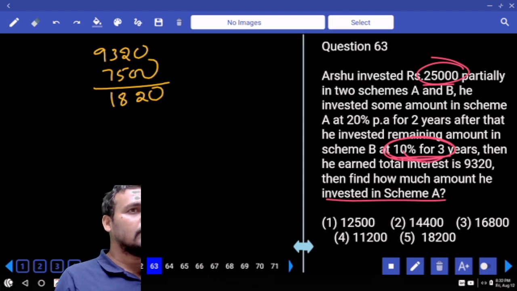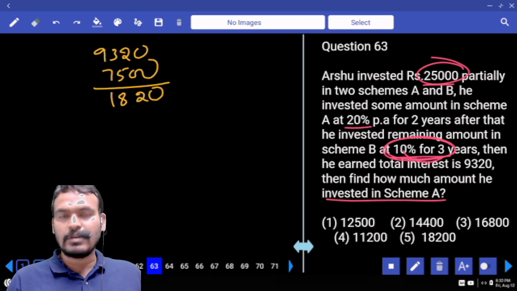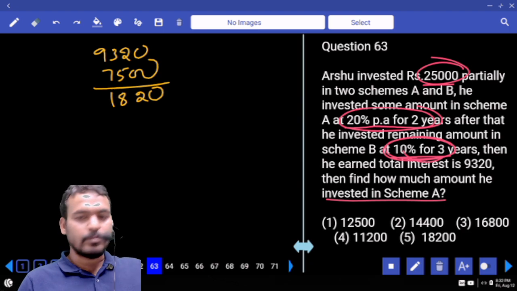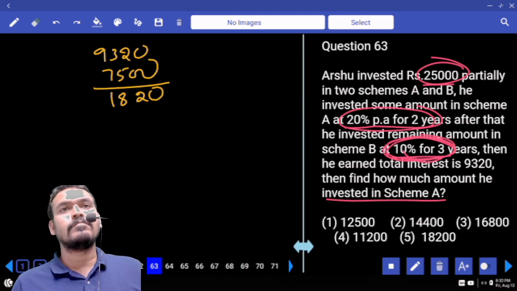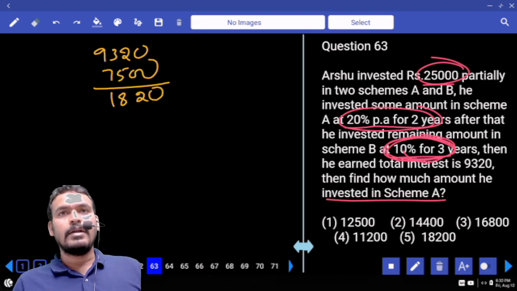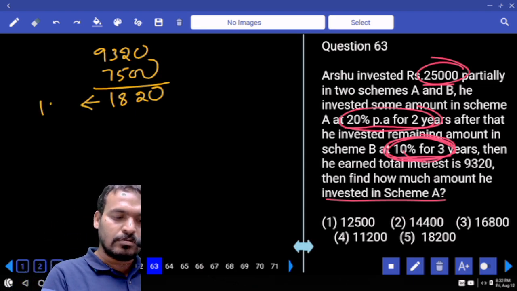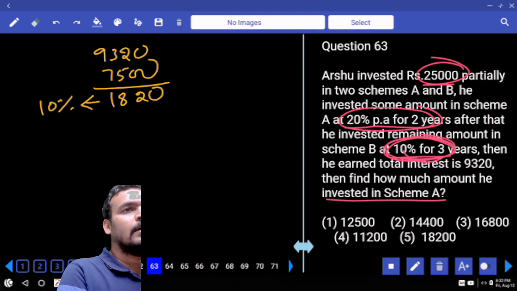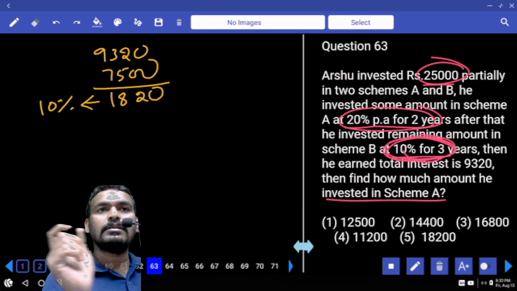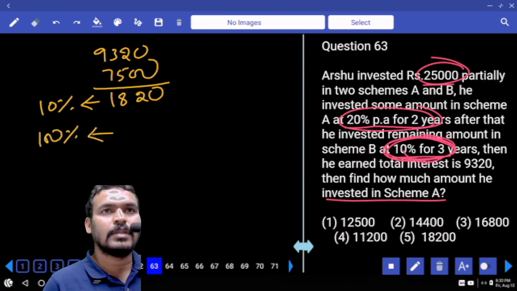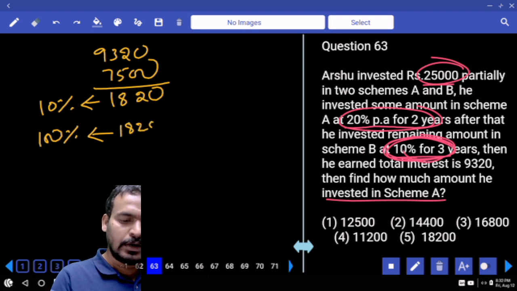First case. Okay. What is the rate of percent in first one? 20% for how many years? 2 years. Means actual interest 40%. But second one, how much interest are we getting? 30%. What is the difference between 40% and 30%? 10%. That 10% equals 1,820. Percentage wise, 10% less, and value wise, 1,820 less. So 10% is 1,820. Then we require the sum. How much percent do we need? 100%. That is 18,200.